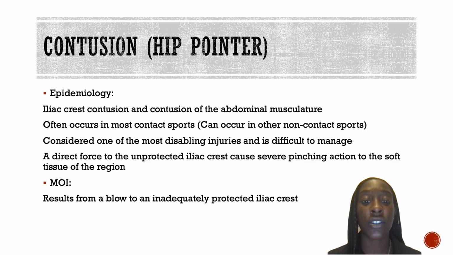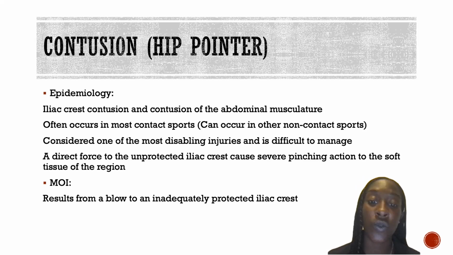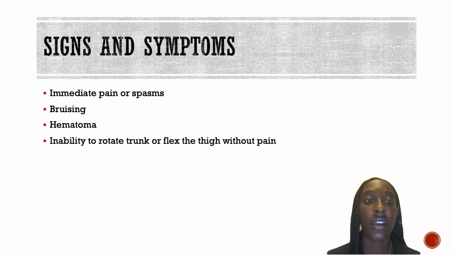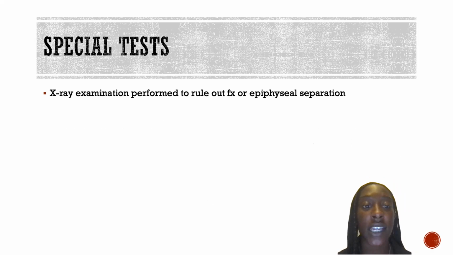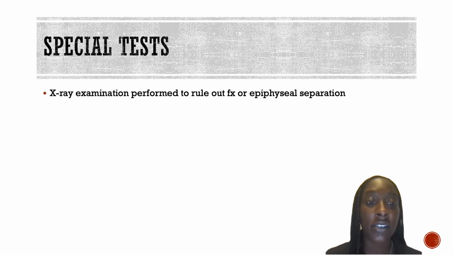It's direct force to the unprotected iliac crest, which can cause a severe pinching action to the soft tissue of the region. So the mechanism of injury obviously results from a blow to the inadequately protected iliac crest. Signs and symptoms: immediate pain or spasms, bruising, hematoma, and inability to rotate your trunk or flex the thigh without pain. Special tests: X-ray examinations are warranted to rule out any fractures or epiphyseal separations.